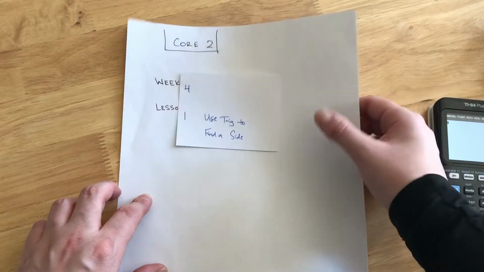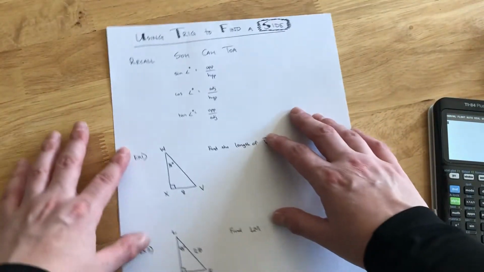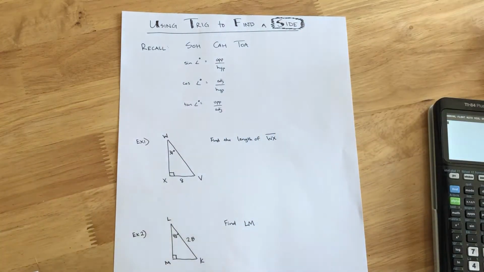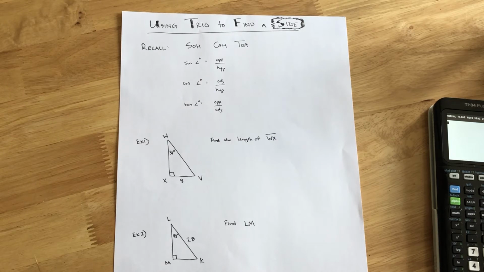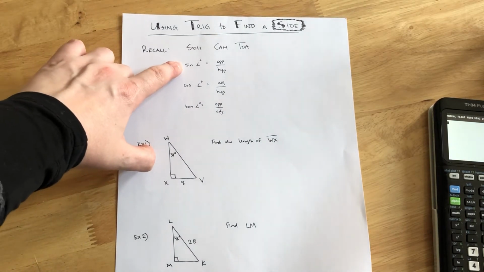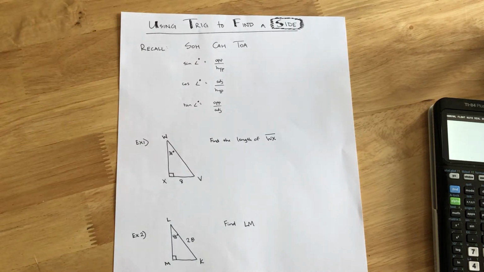All right, so using trig to find a missing side. If you haven't watched or gone through the videos about SOHCAHTOA, that's something you definitely want to go back and do, because that's how we're going to find these missing sides. Just a quick reminder: the sine of an angle in degrees is equal to the opposite side of the triangle over the hypotenuse. The cosine ratio of an angle is equal to the adjacent side over the hypotenuse, and the tangent of an angle is equal to the opposite side over the adjacent side.